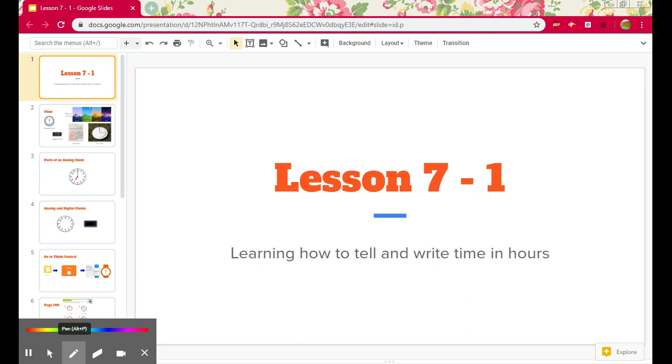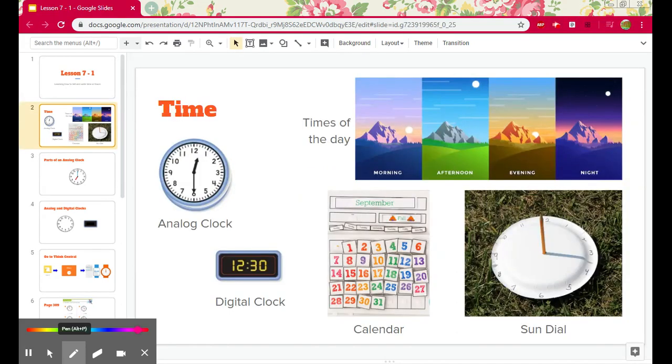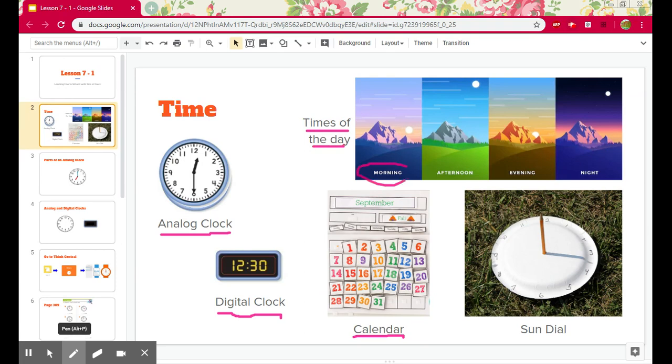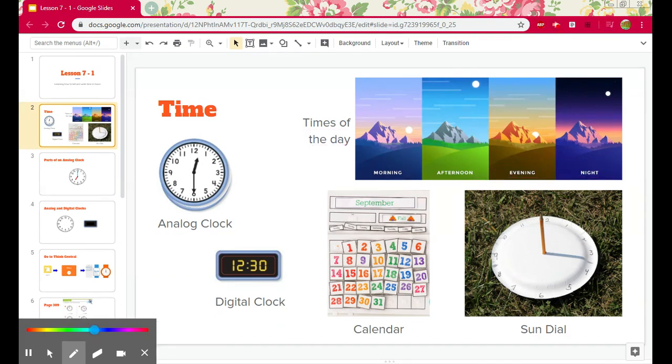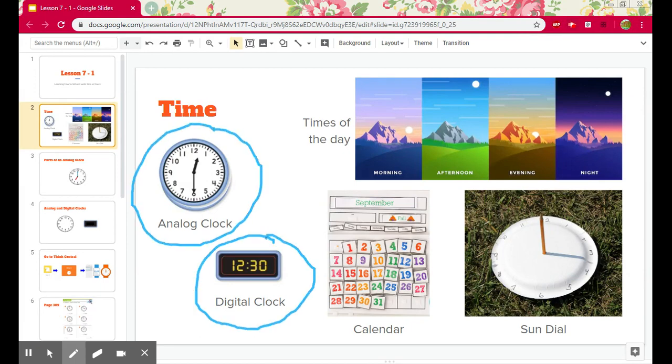Before we get started, please take a moment to think about ways that people represent or show the passing of time. So here we have a few ways to represent the passing of time. Some of us may recognize analog clocks, those are in our classrooms. Digital clocks, many of us have those in our homes. Calendars, the times of the day, we talk about using the words morning, afternoon, evening, and night. And some of us in our STEAM classes may have made sundials. During today's lesson, we will talk mostly about analog clocks and digital clocks.